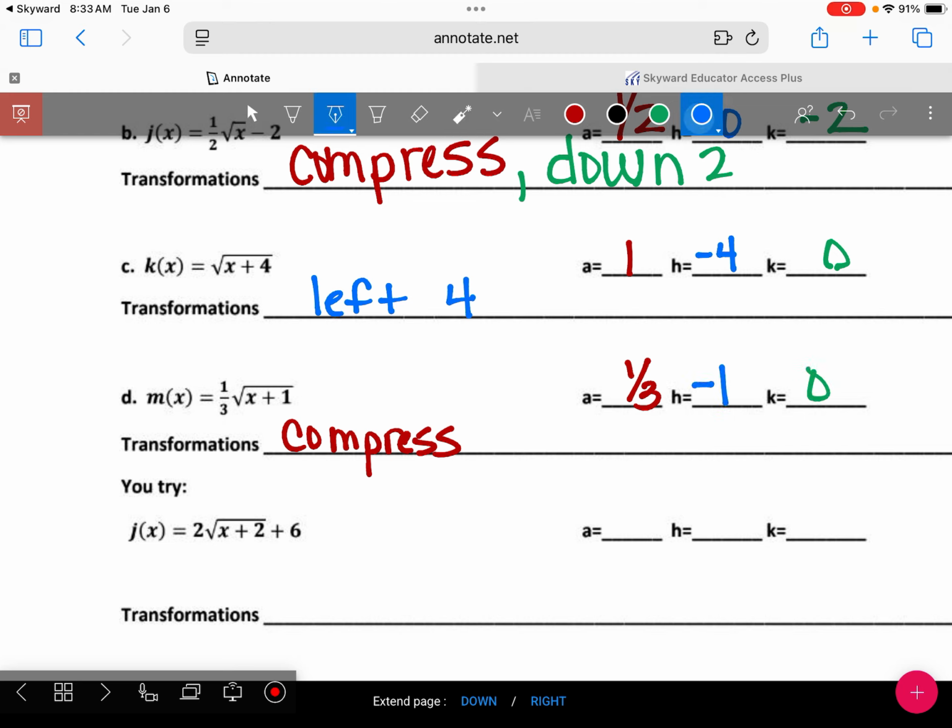So you should have written, and this is what you're going to write when you have your first exit ticket, which I think is later this week, you would just tell me it compresses and that it moves left 1.